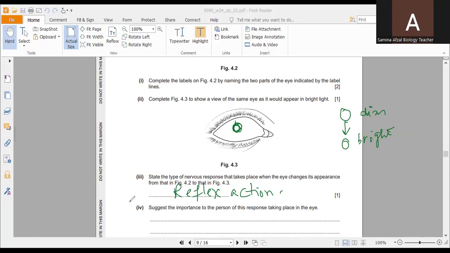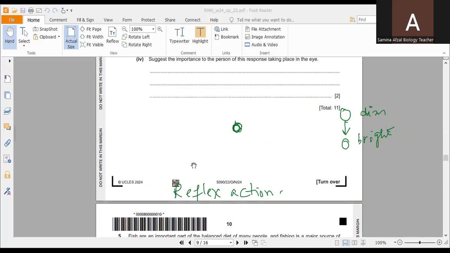Already told you that. Next question is what is the importance to the person of this response taking place in the eye? It is a protective response, which the eye has to take to protect it from the effects of bright light.